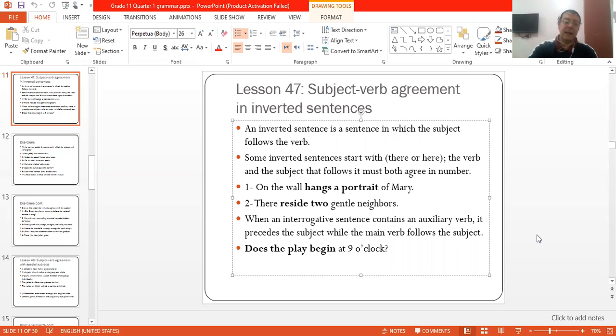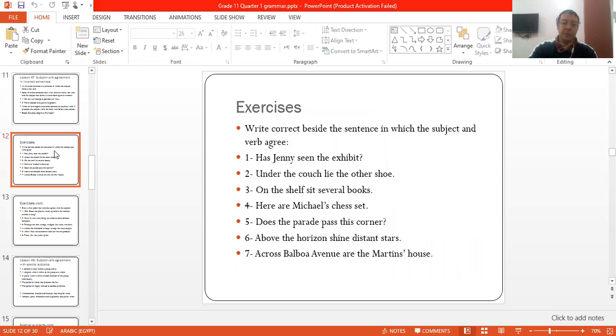All right, so let's now move to an exercise as an application to what we are saying. Here, write correct beside the sentence in which the subject and verb agree. For example, number one, has Jenny seen the exhibit? What do you think? I think yes, the subject and the verb agree here. All right, so it's correct.